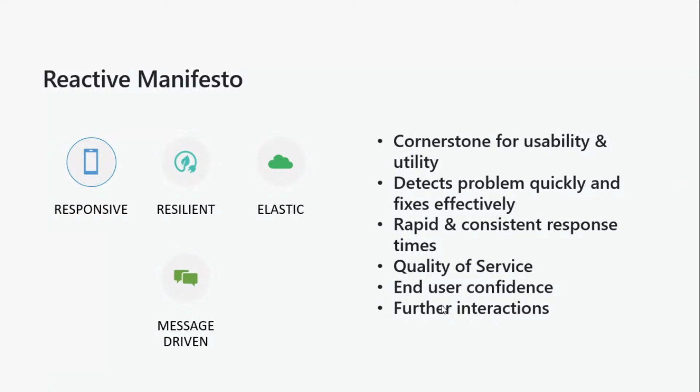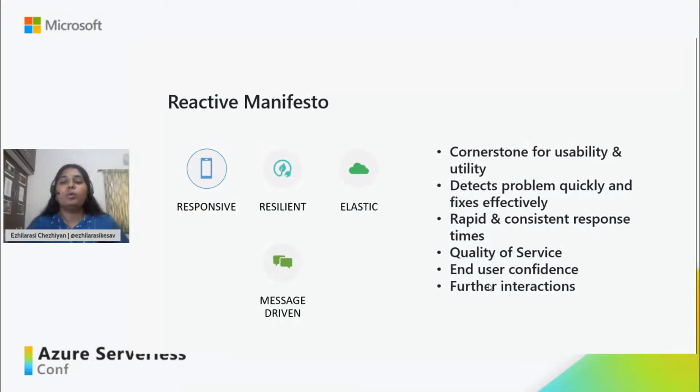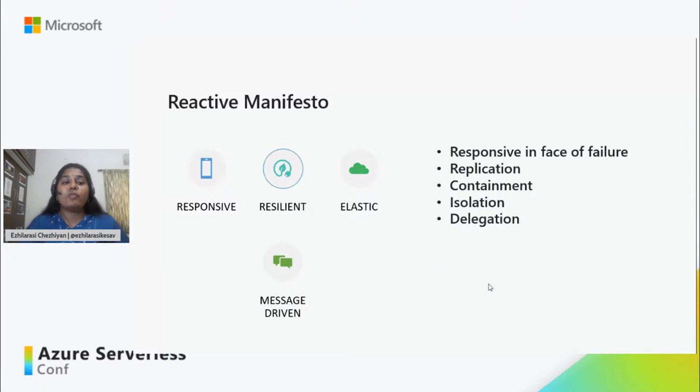To make sure that we build reactive applications, a responsive system is expected to respond in a timely manner if at all it is possible. So responsiveness is a cornerstone for usability and utility. But beyond that, responsiveness also means that problems may be detected quickly and dealt with effectively, even before the customer realizes that there was a problem with my system. My application should restore and respond back to the customer. Responsive systems should focus on providing rapid and consistent response times, establishing reliable upper bounds so they deliver a consistent quality of service. This consistent behavior in turn simplifies error handling, builds end-user confidence, and encourages further interactions.